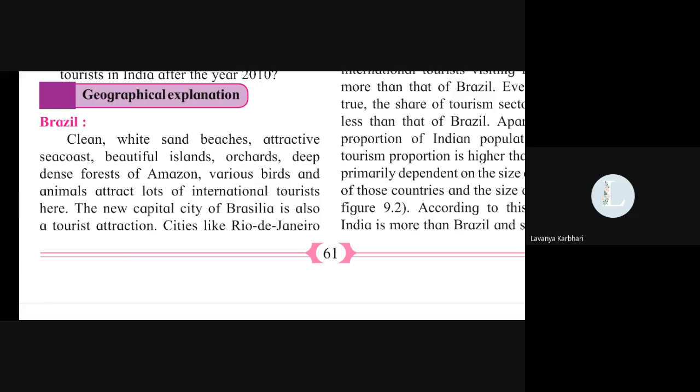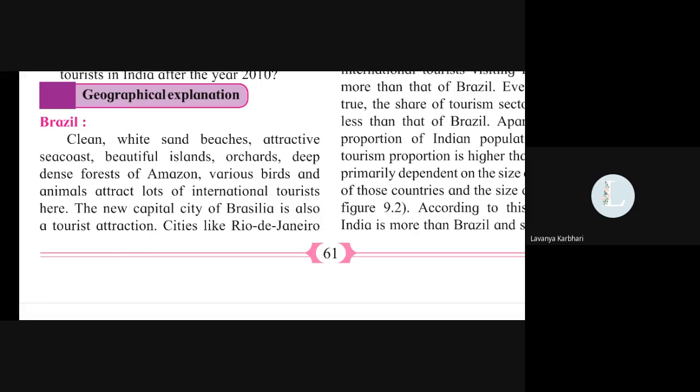So various birds and animals, Amazon river, okay, forest of Amazon, dense and deep forest, orchards, different islands, beautiful islands, sea coast, attractive sea coast in Brazil, clean and white sand beaches. So these are some important factors that attract the international tourists towards Brazil.